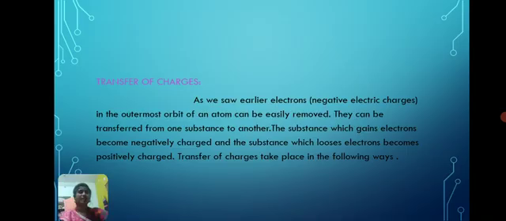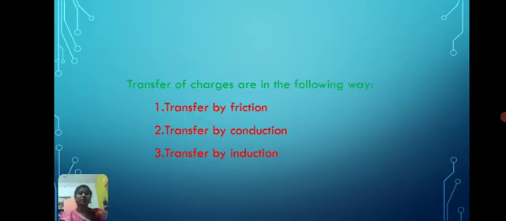Transfer of charge. As we saw earlier, electrons in the outermost orbit of an atom can be easily removed. They can be transferred from one substance to another. The substance which gains electrons becomes negatively charged and the substance which loses the electrons becomes positively charged. Transfer of charge takes place in the following ways: transfer by friction, transfer by conduction, transfer by induction.